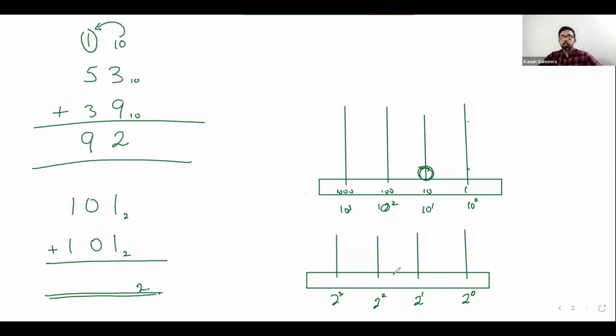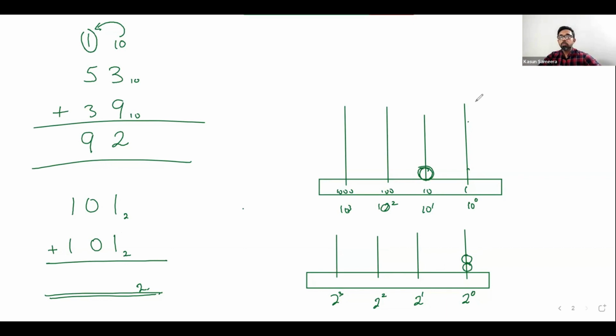Right, now we are going to do the addition. What is 1 plus 1? Now 1 plus 1 is 2. Can you draw 2 circles here? No.